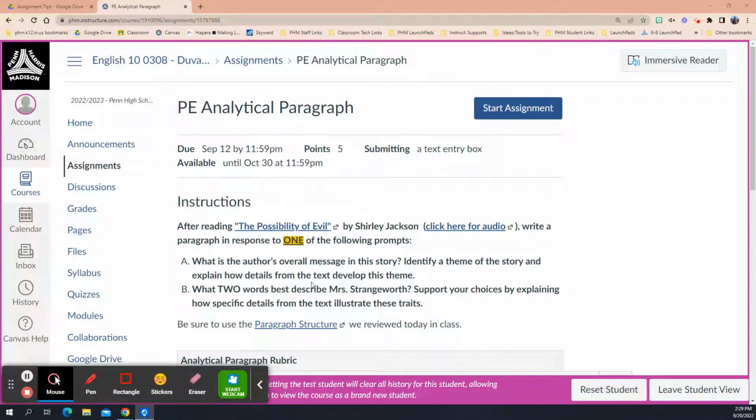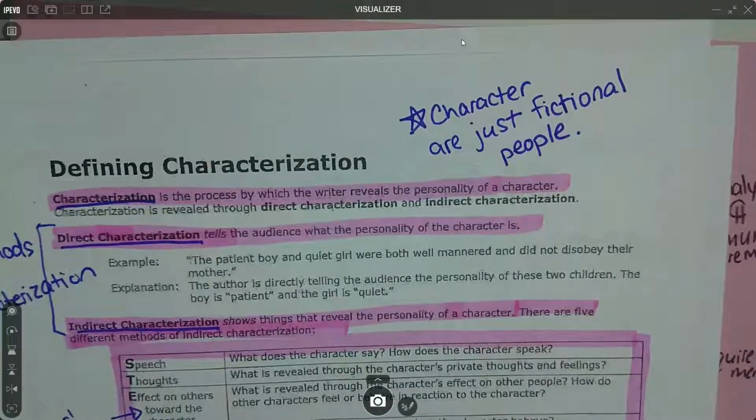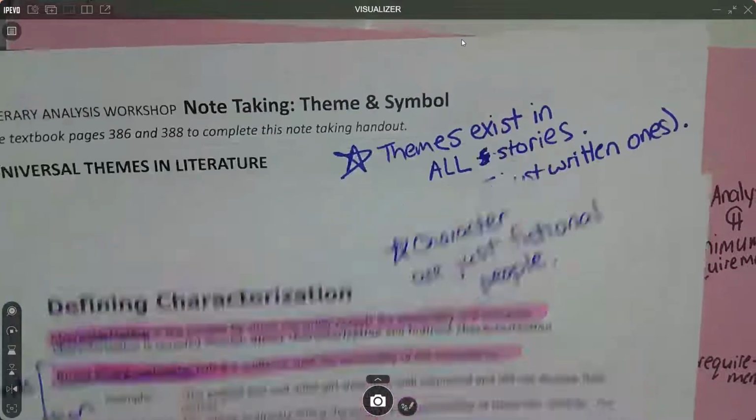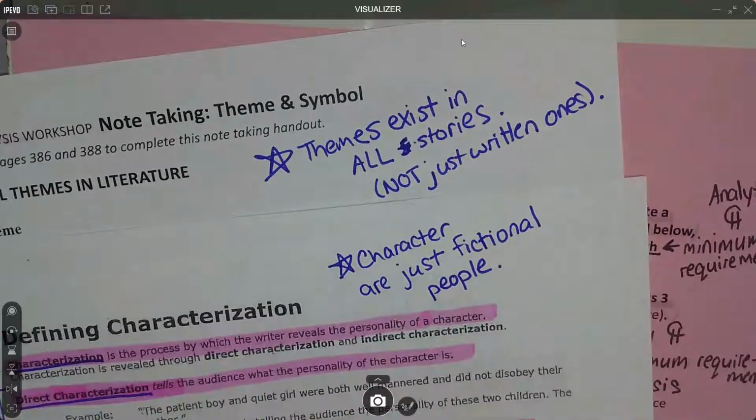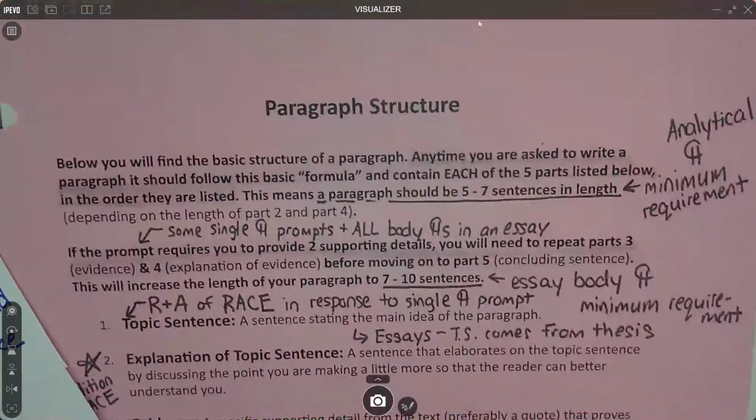So, in class today, we not only talked about or read this story, but we also took notes on paragraph structure. So you should have some notes on paragraph structure, and you should be using those to guide you today. So I'll show you what I have out to do this assignment. I have my notes on characterization, excuse me, my notes on theme and symbol, and my notes on paragraph structure.